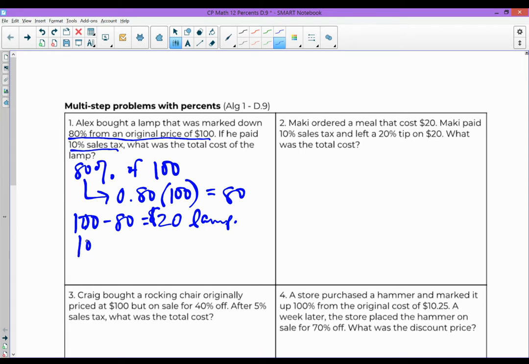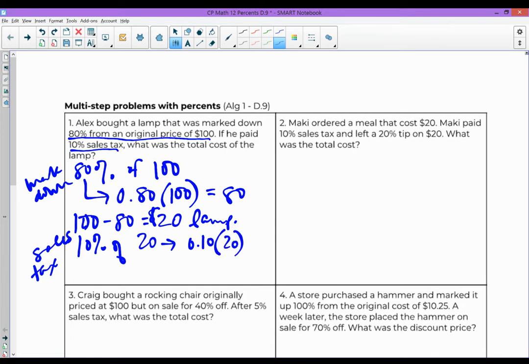So now we need 10%. So this is the markdown, and now this is the sales tax. 10% of 20 is now 0.10 times 20, which is 2. So then the total cost of the lamp is going to be the $20, which it is after the discount, plus the $2 for the tax. So it's $22 total.